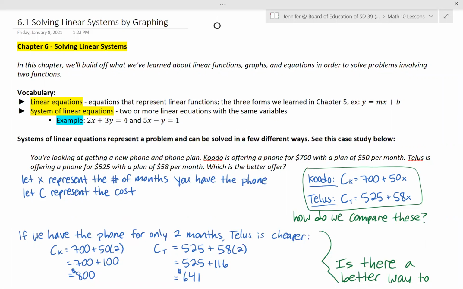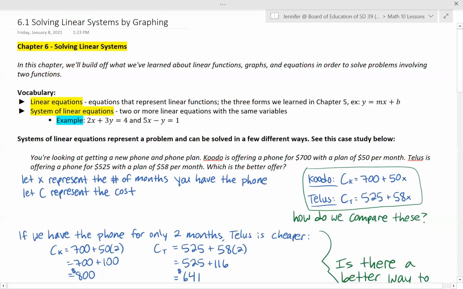So imagine you're getting a new phone and a new phone plan, and you're comparing different companies. Kudo's offering a phone for $700 up front, and then a monthly plan of $50 per month. On the other hand, TELUS is offering a phone for $525 with a plan of $58 per month, which is the better offer?